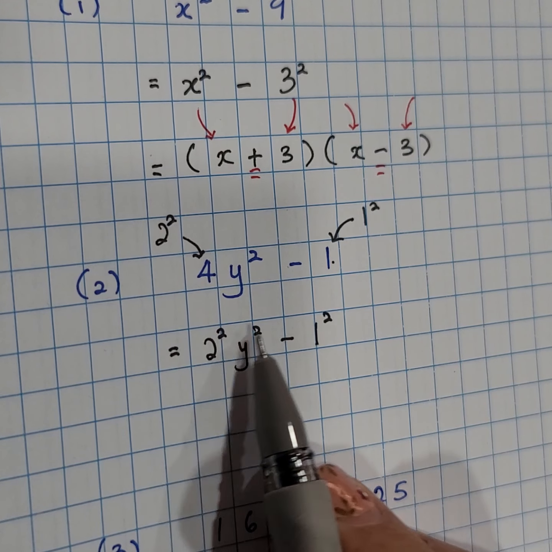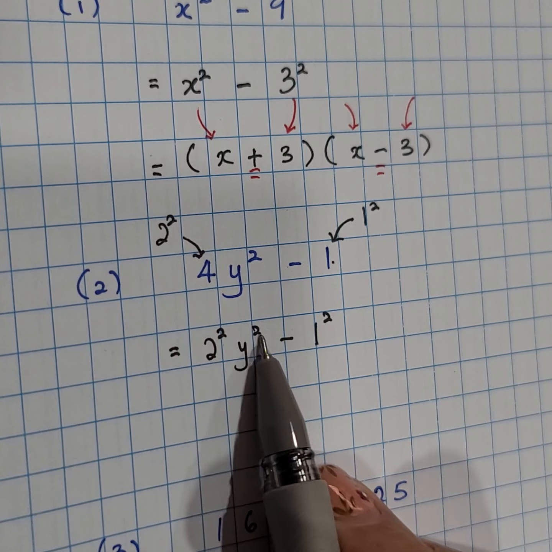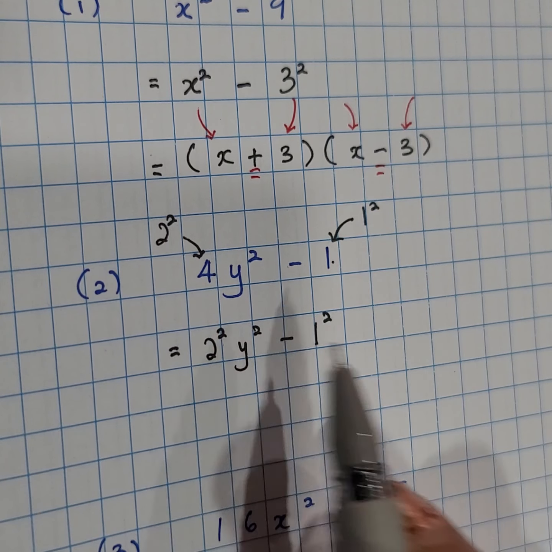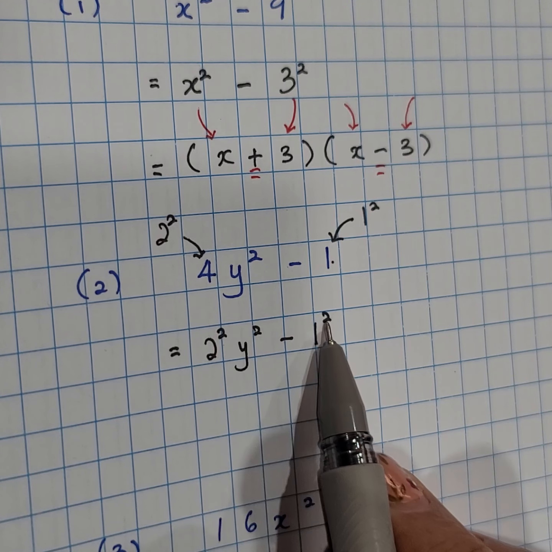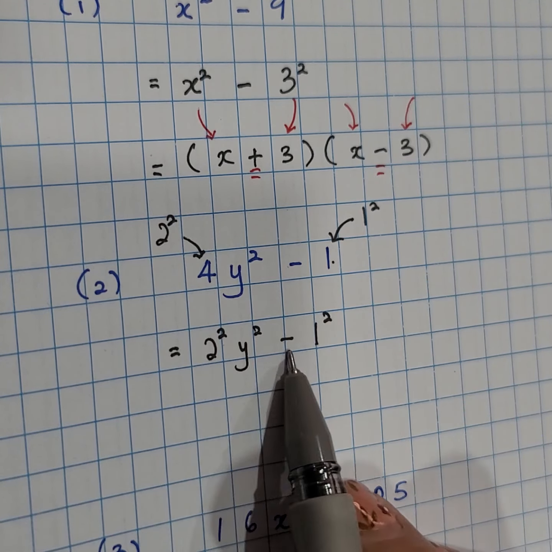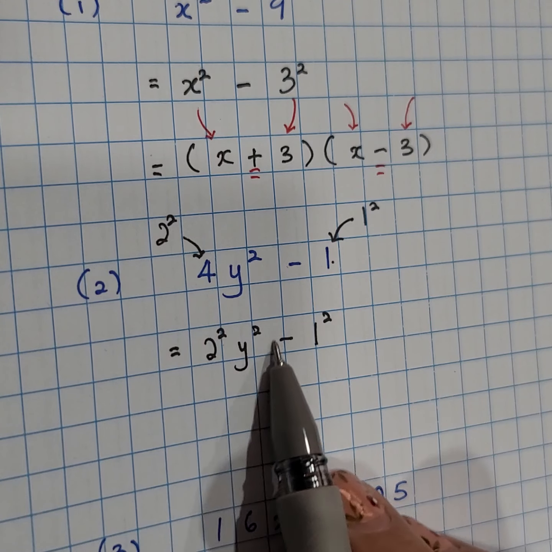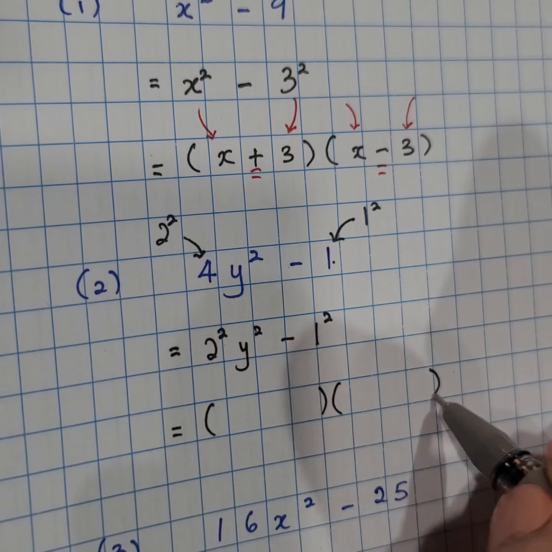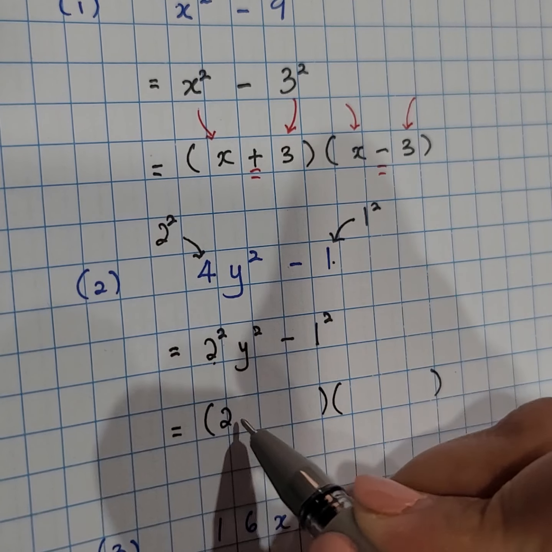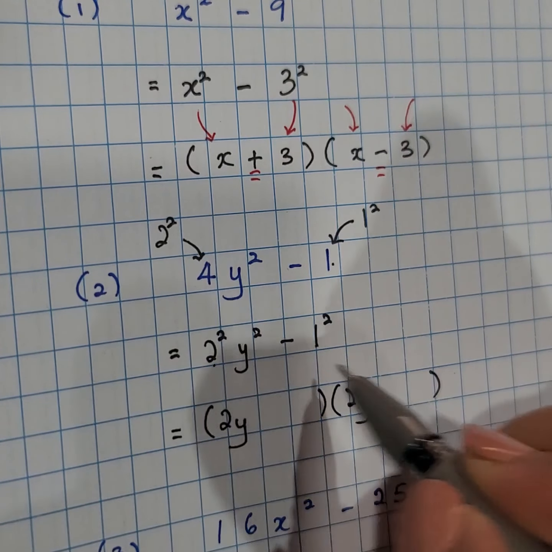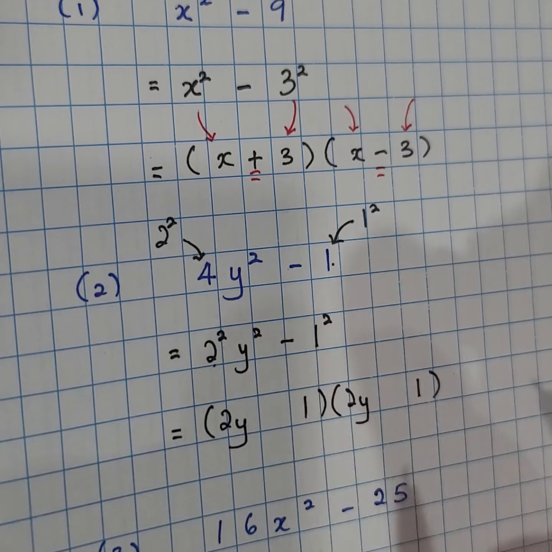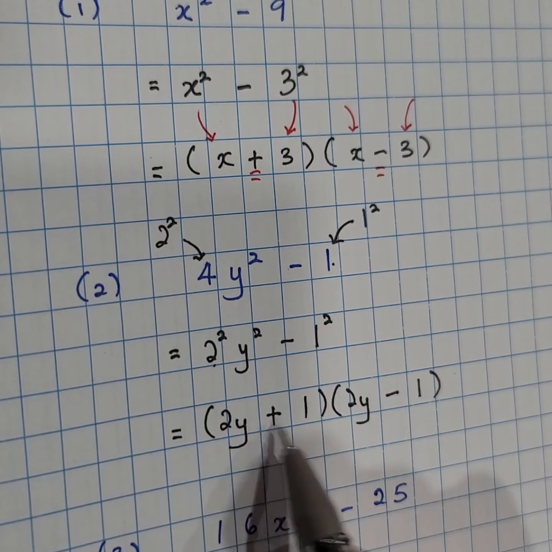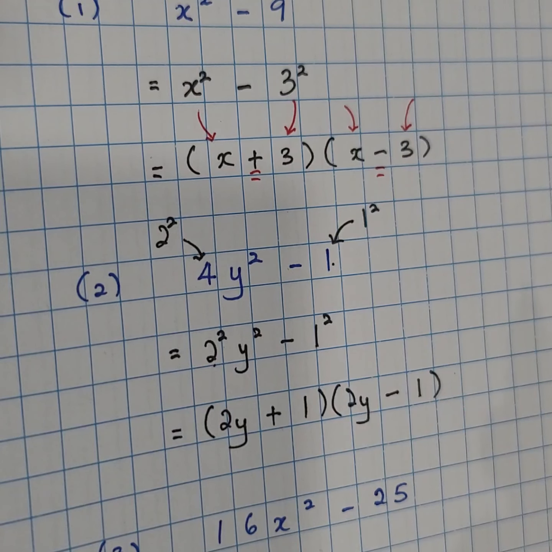So pastikan semua ada kuasa 2. Make sure everything has a square and operasi tu memang mesti minus. Kalau semua ada kuasa 2, okay, everything is a square dan dia tolak and it's a minus symbol, then you open up two brackets. Okay, 2y put in each bracket, the 1 put in each bracket, and make sure one is plus, one is minus. Kalau sini tolak, sini tambah pun boleh, no problem.